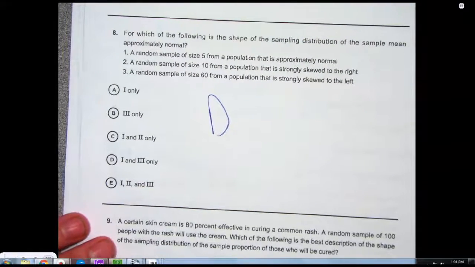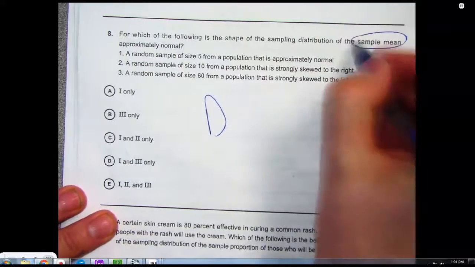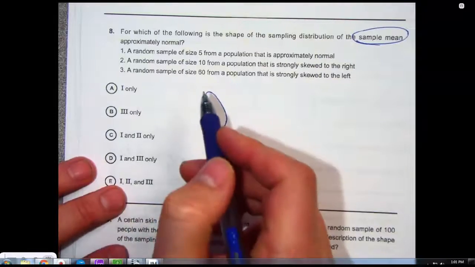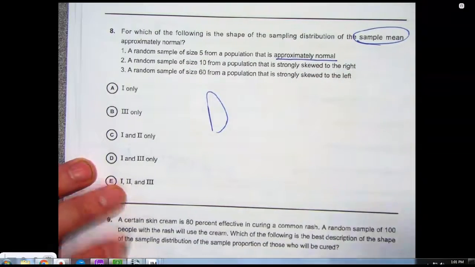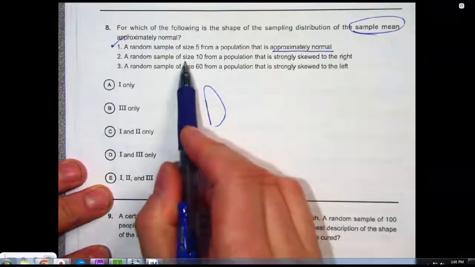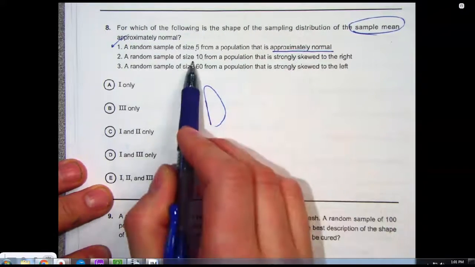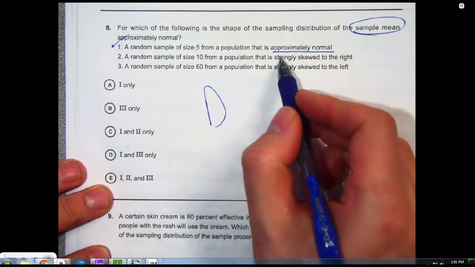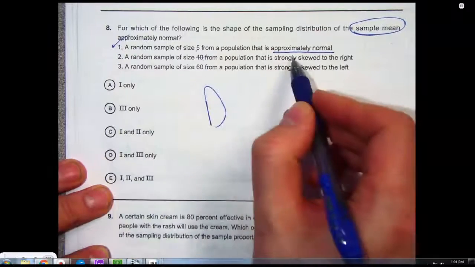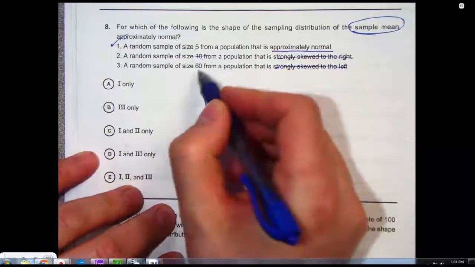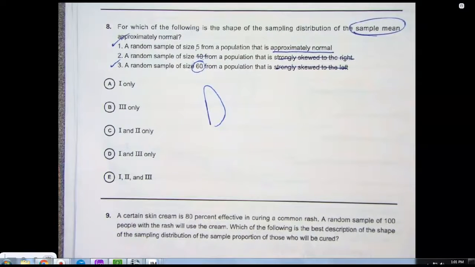Number 8, which of the following is the shape of the sampling distribution of the sample mean? Approximately normal. So these are the conditions for sample mean. That's what we're looking for. Number 1 is from a population that's approximately normal. So normal population, we got that covered. So that's good. Number 2, the sample size is too small, but that's okay, because the population is normal. Number 2 is a small sample size, and the population is not normal, so we got 2 chances to get it right, and we didn't get either one of them, so it's no good. Number 3 is not approximately normal, but we have a large enough sample size, so we're okay.